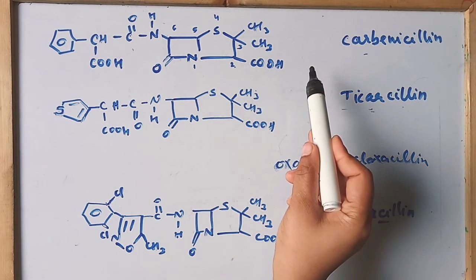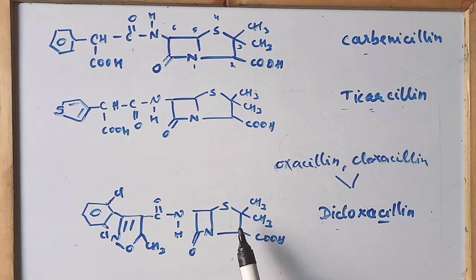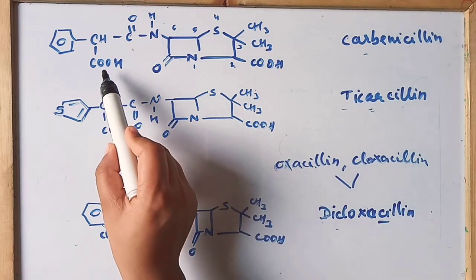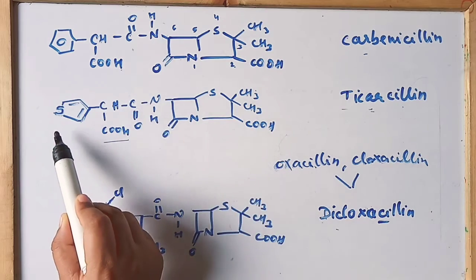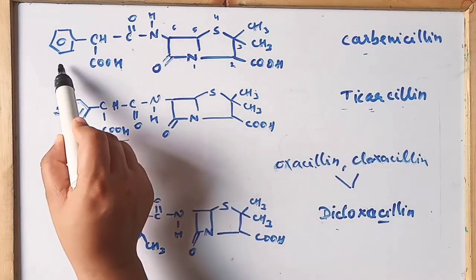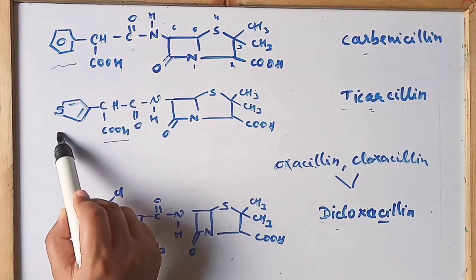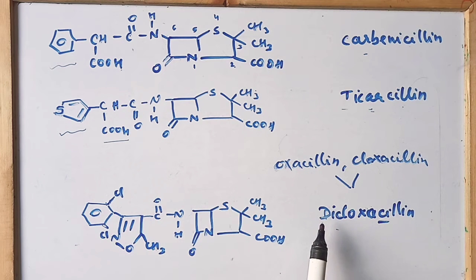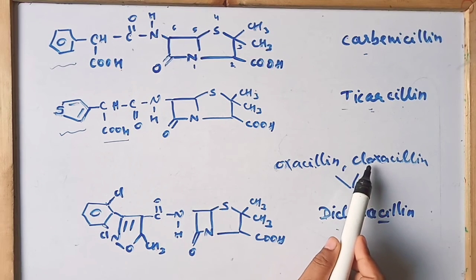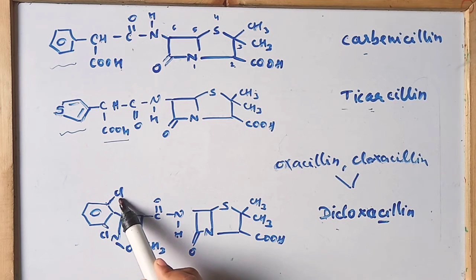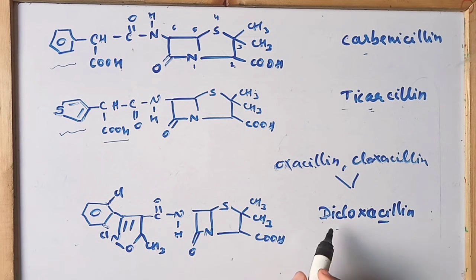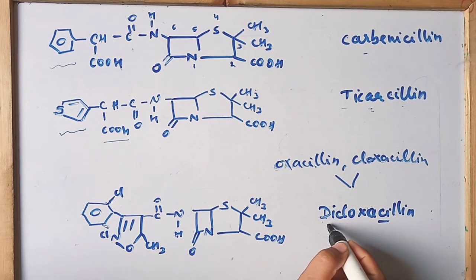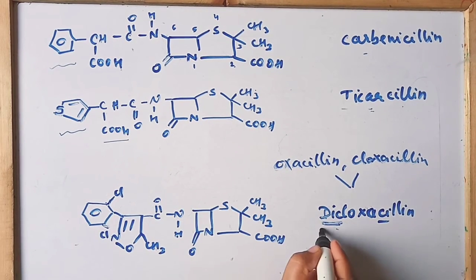So this is the structure of carbenicillin, ticarcillin and dicloxacillin. For carbenicillin, you have to add COOH group over this position and presence of a benzene ring, and presence of thiophene ring in ticarcillin. So you can remember both the structure by only relating this. So for dicloxacillin, we have to remember the structure of cloxacillin. For cloxacillin, we added a chloro group with benzene ring and isoxazole ring. Over dicloxacillin, we have to again add a chlorine group over here. So you can remember this way. Dicloxacillin means dichloro group.